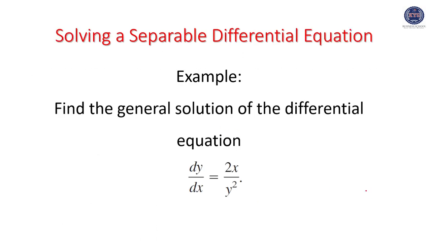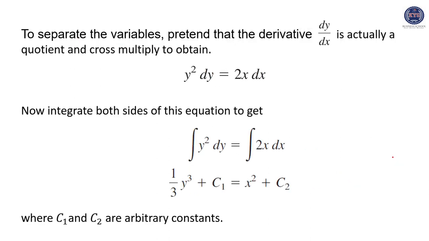Okay, so let's try this one example. Find the general solution of the differential equation dy over dx equal to 2x over y squared. This is very direct. Usually the question will give you the form y squared dy over dx equal to 2x. Find the general solution. Actually, you can just move this dx straight up. Okay, let's take a look at how they solve this example.